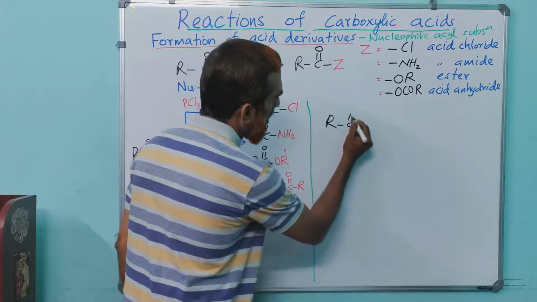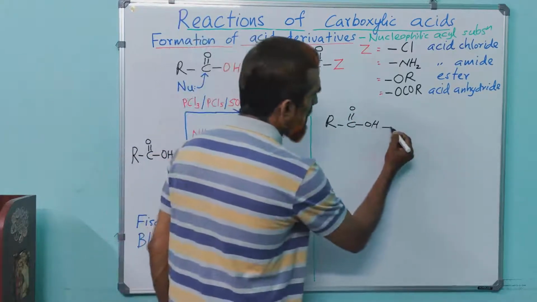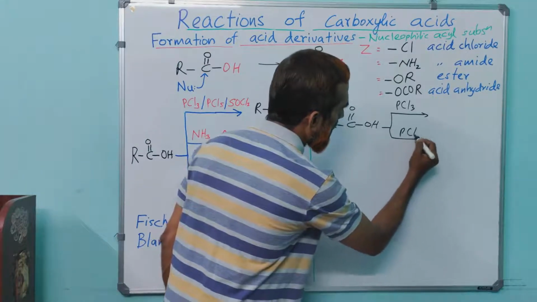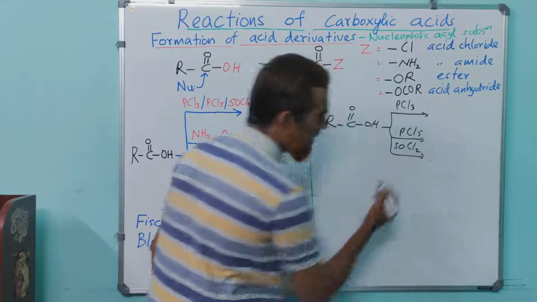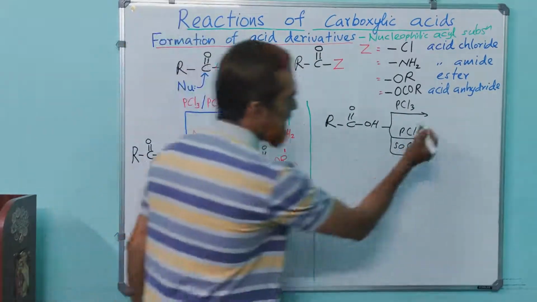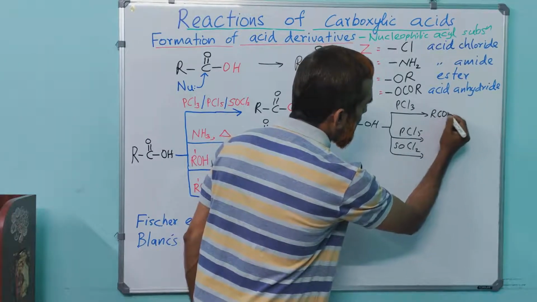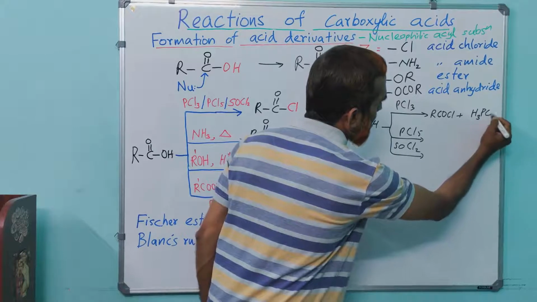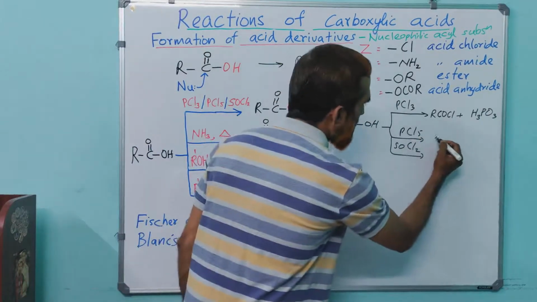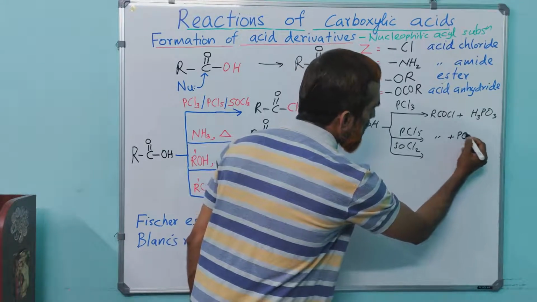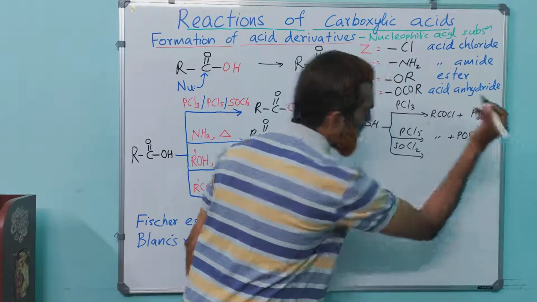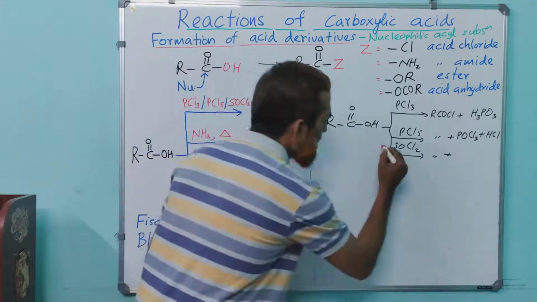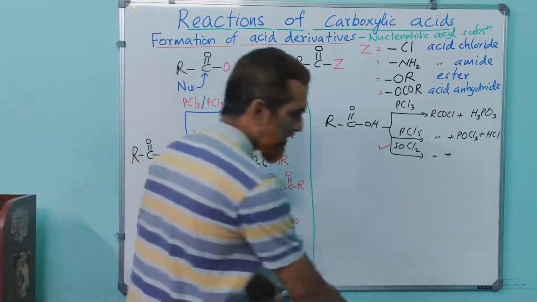Let me write RCOOH. You can use PCl3 or PCl5 or SOCl2, any of these reagents. The byproduct will be different. Always you get the same product, that is RCOCl, plus, if it is PCl3, the byproduct will be H3PO3. If it is PCl5, it is the same product plus the byproducts are now POCl3 plus HCl. If it is thionyl chloride, and remember this is the best reagent for chlorination, thionyl chloride.